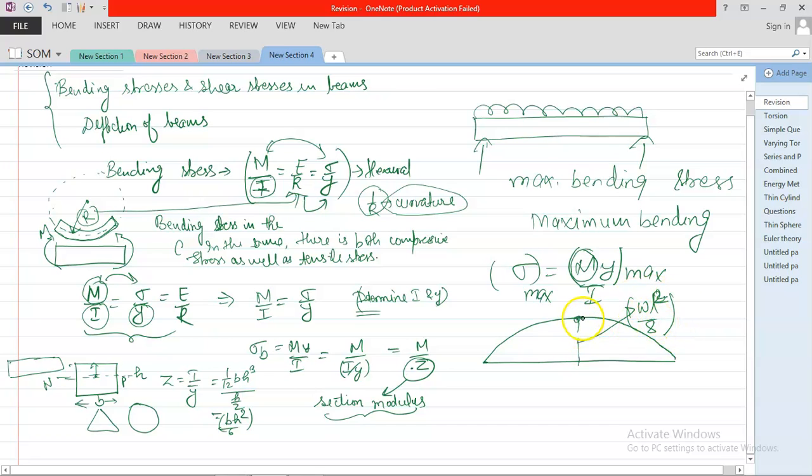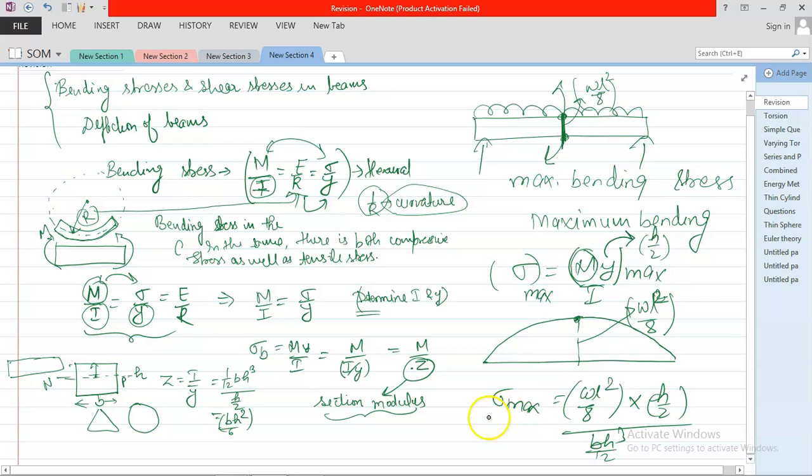Now this is the maximum bending moment, and at this plane, that is the center, the whole section has bending moment W L square by 8. Now you need to take the Y maximum, and Y maximum can be H by 2 at the top fiber and at the bottom fiber. Top fiber is in compression and bottom fiber is in tension. So your sigma max will be simply W L square by 8, this is the maximum bending moment, times the maximum height H by 2, divided by I, that is B H cube by 12. So you can directly find the maximum bending stress.